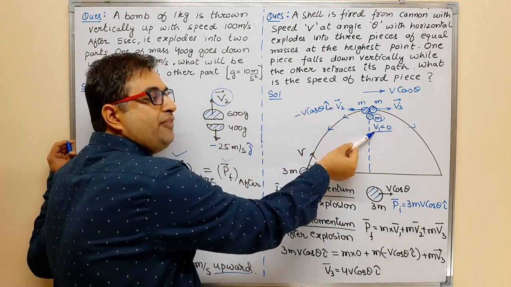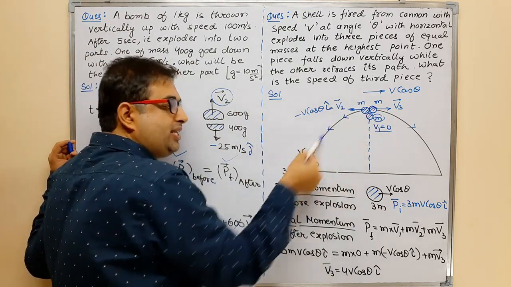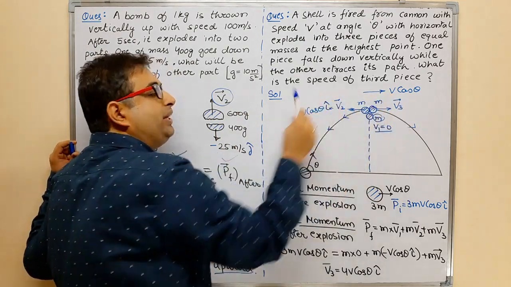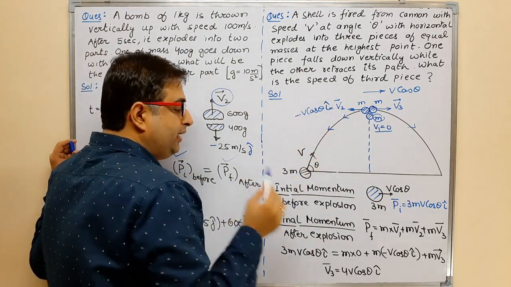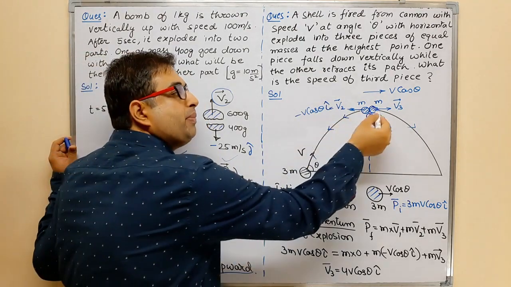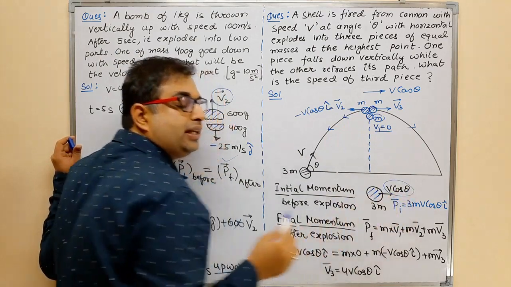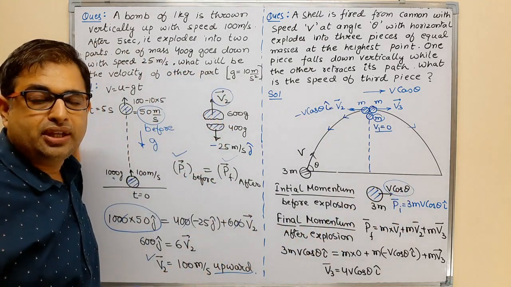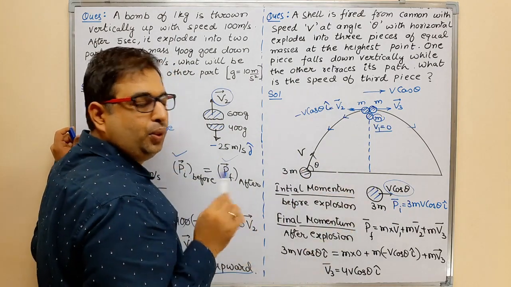One part is having zero velocity, falling freely. Second part, retracing the path, means backward direction: v cos theta, minus i cap. Now, what is the initial momentum just before the blast? Bomb is at highest point and its velocity is v cos theta. At the highest point of projectile motion, velocity of the particle is v cos theta, horizontal component only.